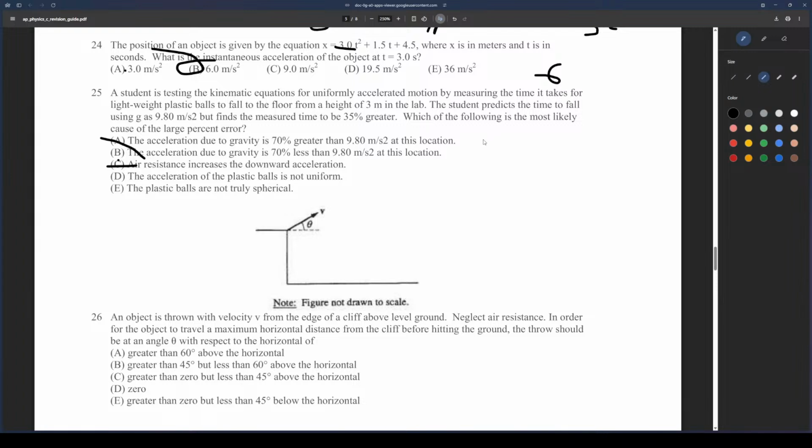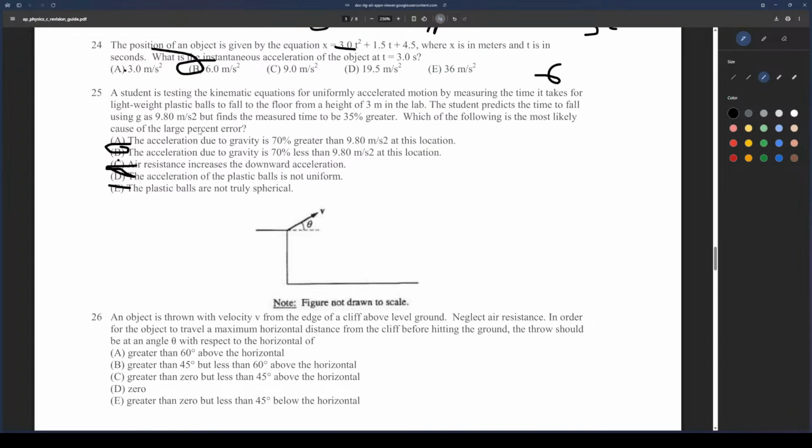So it's not A, it's not C, because it can't increase the ball's acceleration, it has to decrease the ball's acceleration. Acceleration of plastic balls is not uniform. That's incorrect. Plastic balls are not truly spherical. It has to be B. What? It has to be B.